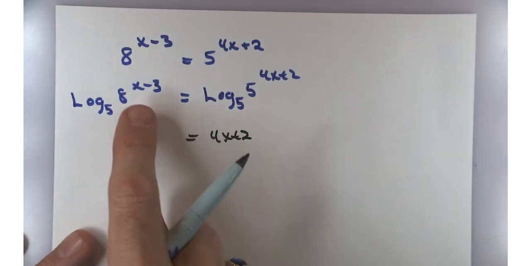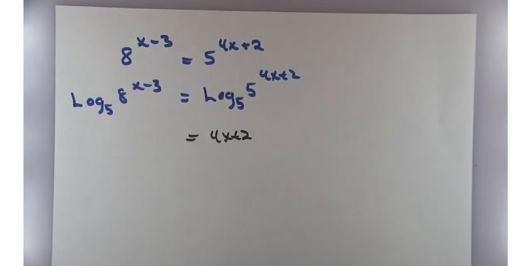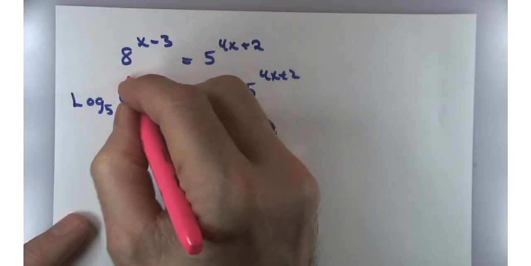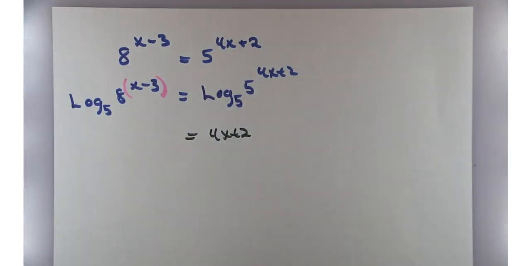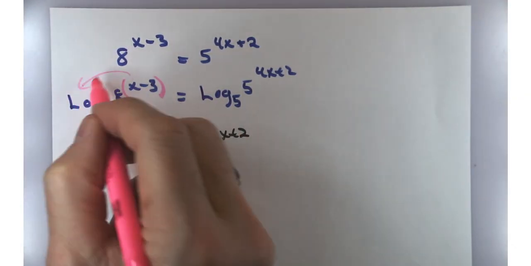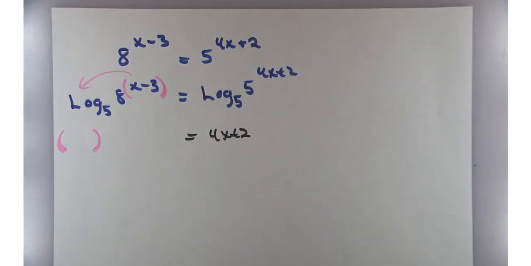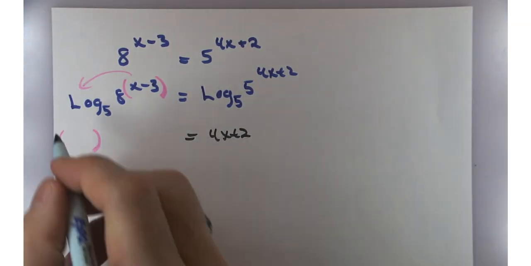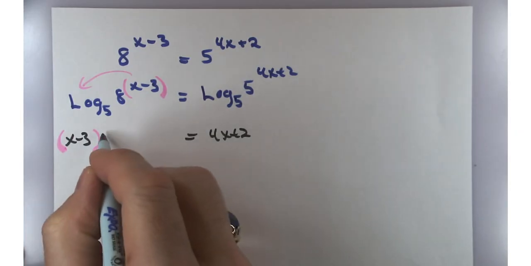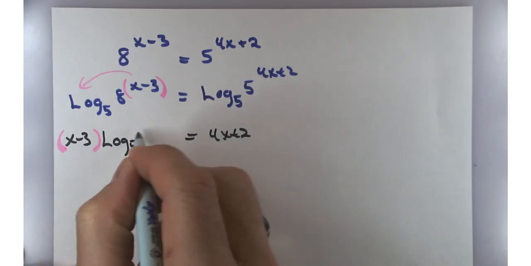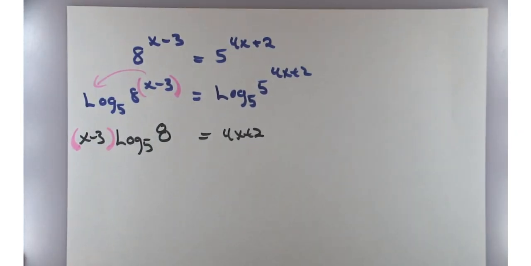Nice. Now on the left-hand side, we're not quite as lucky. We don't get that nice, neat cancellation. In fact, the best we can do is take that exponent out front. So let me put that out in front. We've got an x minus 3 term out in front times log base 5 of 8. And there's not much we can do with that log base 5 of 8. We're just kind of stuck with it.